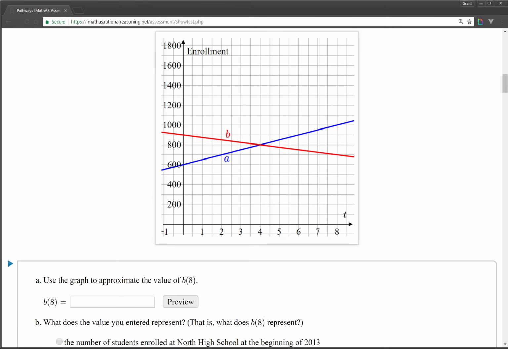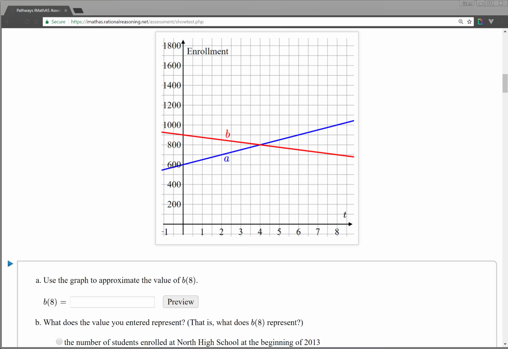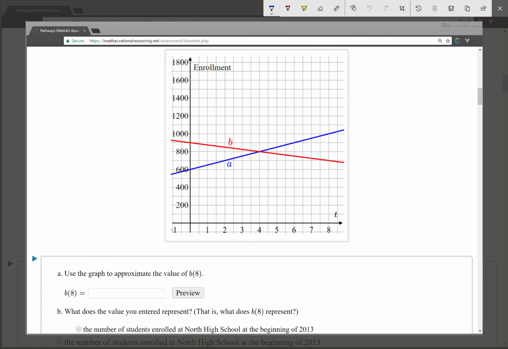Now, this first question asks us to approximate the value of B of 8. So the input to the function B is a value of t. So we're looking at t equals 8. If we want to evaluate B at t equals 8, we look to the graph of B, and we look at the corresponding output value, which appears to be 700. So B of 8 should be equal to 700.